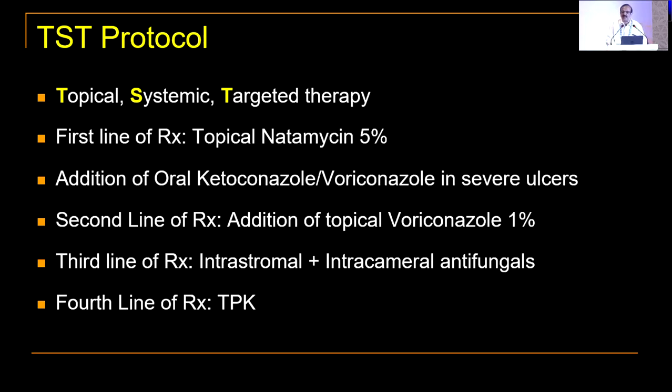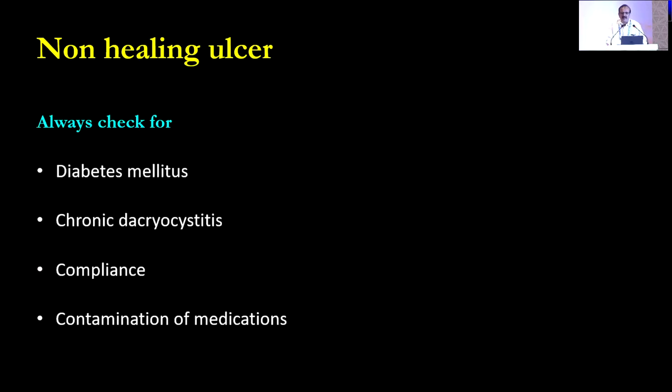The first line, there is no doubt, you start with topical natamycin 5%, and in case it doesn't respond, you add systemic therapy in severe ulcers, and in the third line of treatment, intrastromal and intracameral, and the fourth line is TPK. But with all this, if the ulcers are not healing, always check for diabetes mellitus. The patient may be a 17-year-old patient. The patient may be an 18-year-old patient, but please do check for diabetes mellitus before you treat this patient.